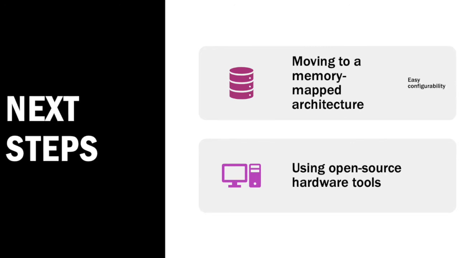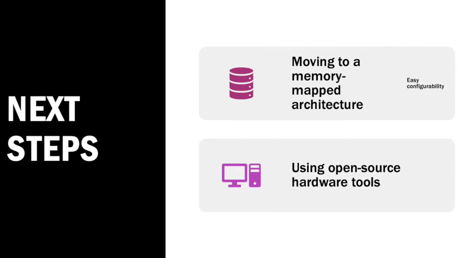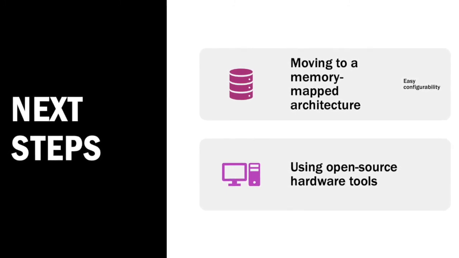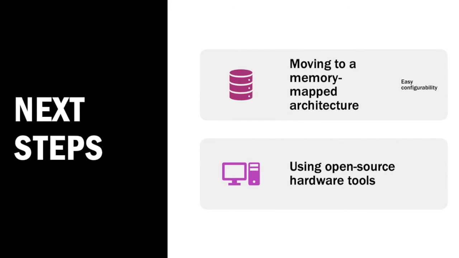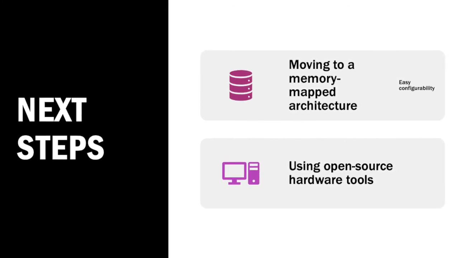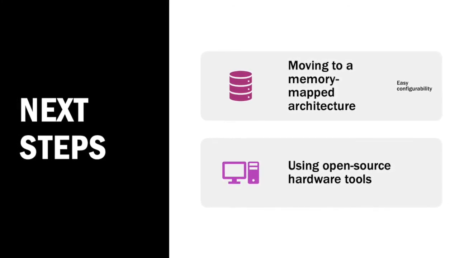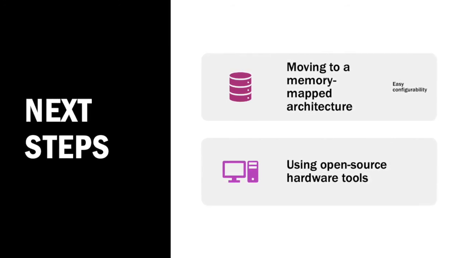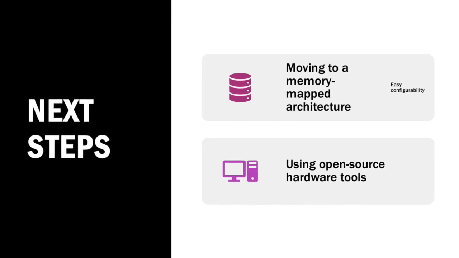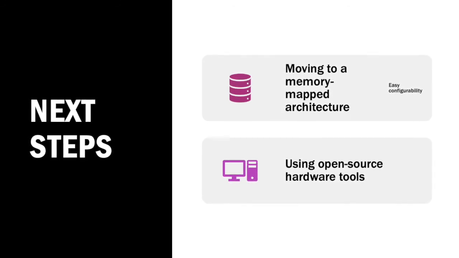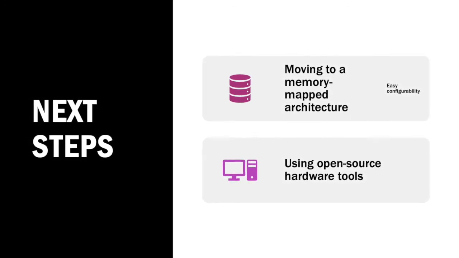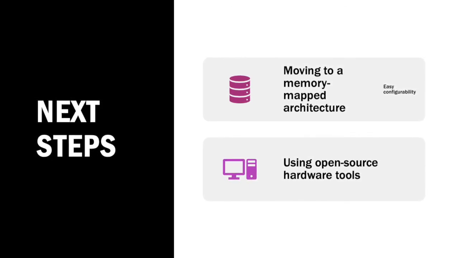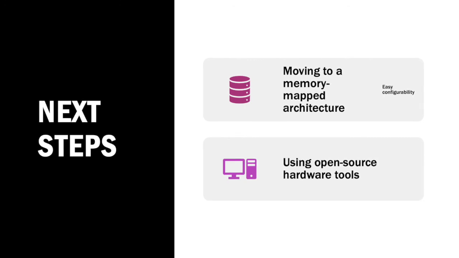And for the next steps, we are moving the backscatter tag platform to a memory mapped architecture, which means that we will be easily able to modify and configure this tag platform by writing to register files, and this opens up possibilities of having multiple physical layers on the tag platform. And we are also moving to using more open source hardware tools, which allow us complete control over how the FPGA coding and programming is happening.